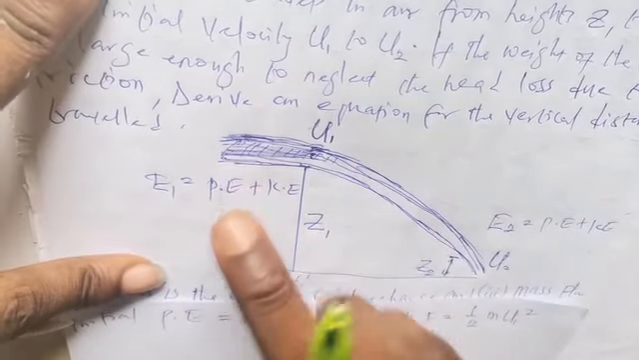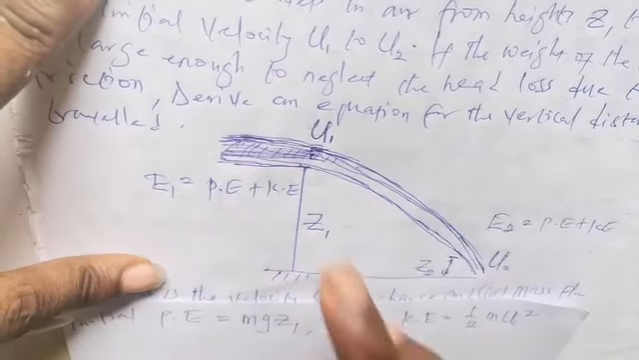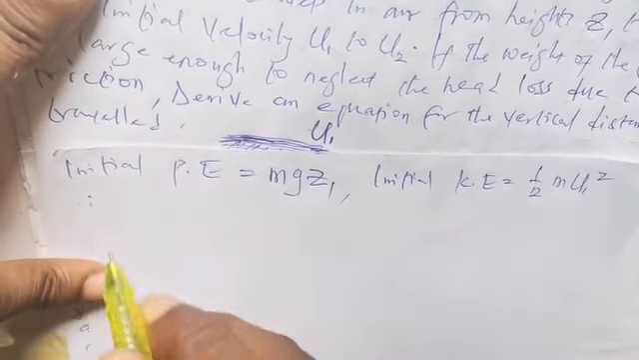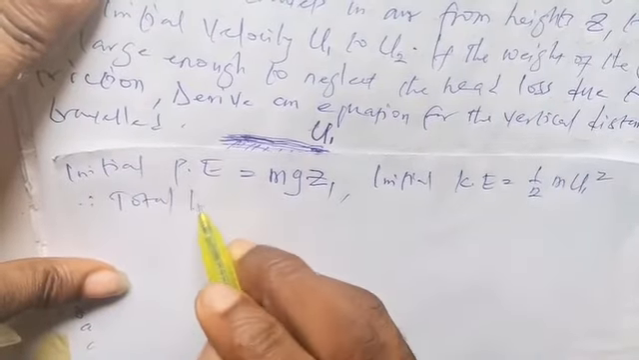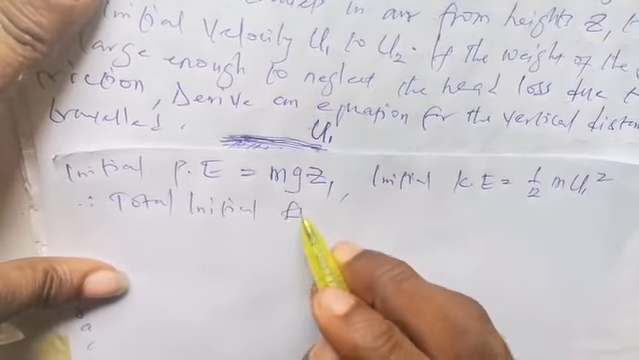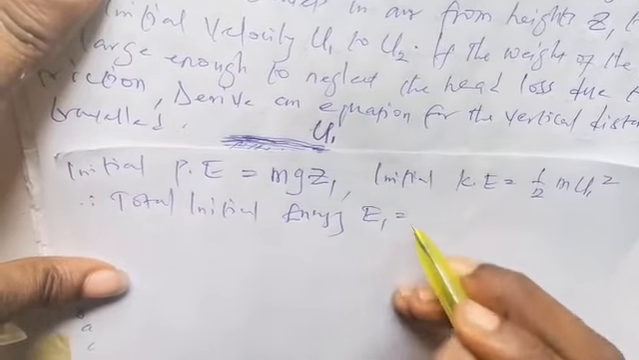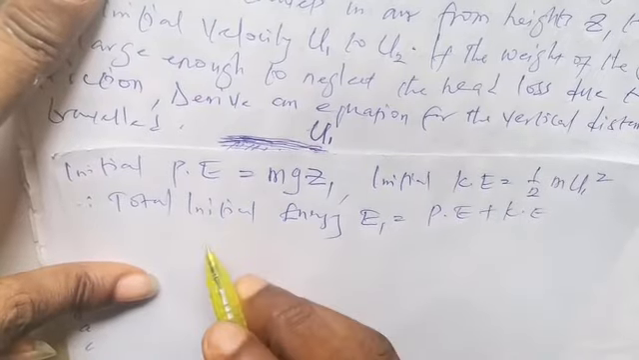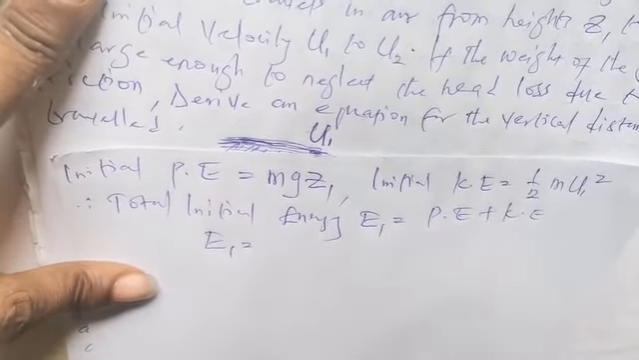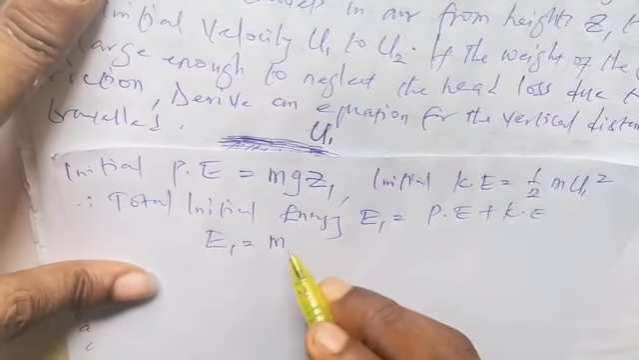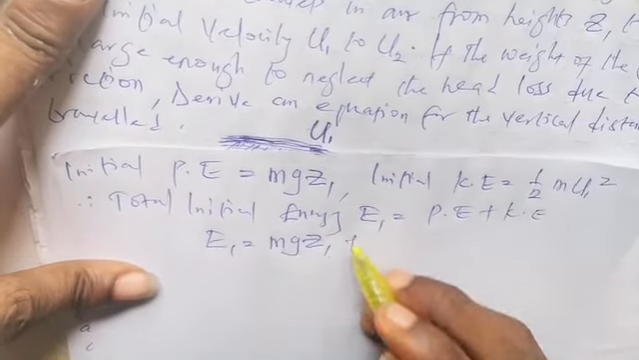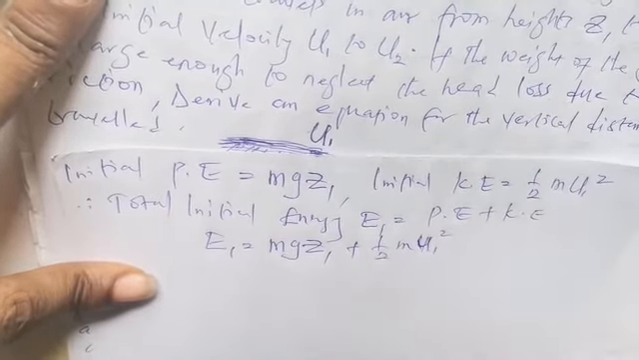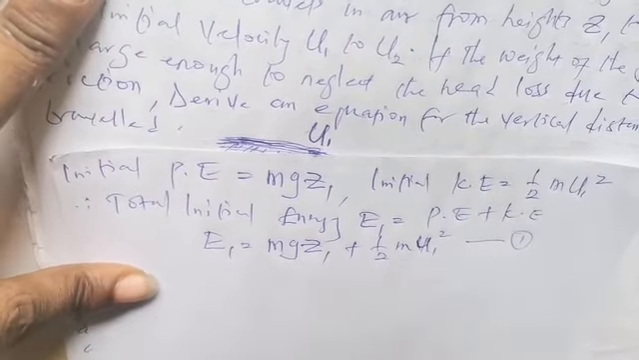In this position, I said total energy becomes the sum of kinetic energy and potential energy. Therefore, the total inlet or initial energy, which we call E1, is equal to the potential energy plus the kinetic energy. Potential energy gave us mgz1, plus kinetic energy, which is one half m u1 squared. So E1 = mgz1 + (1/2)mu1². Call this equation 1.